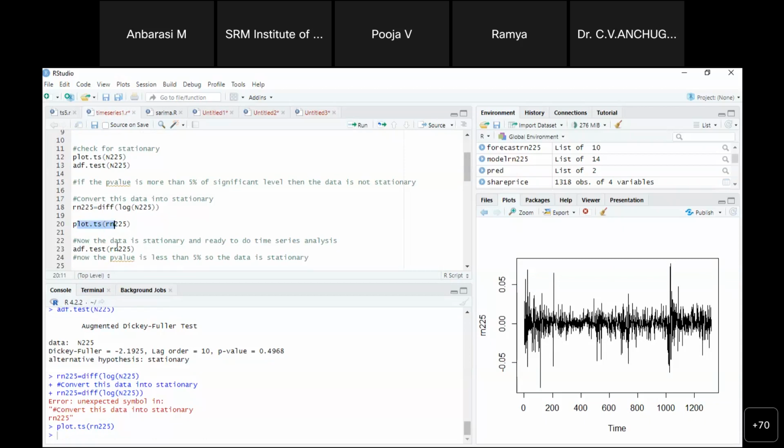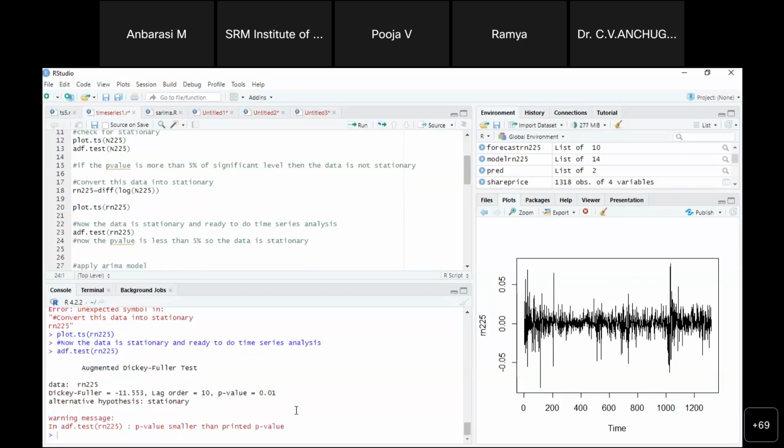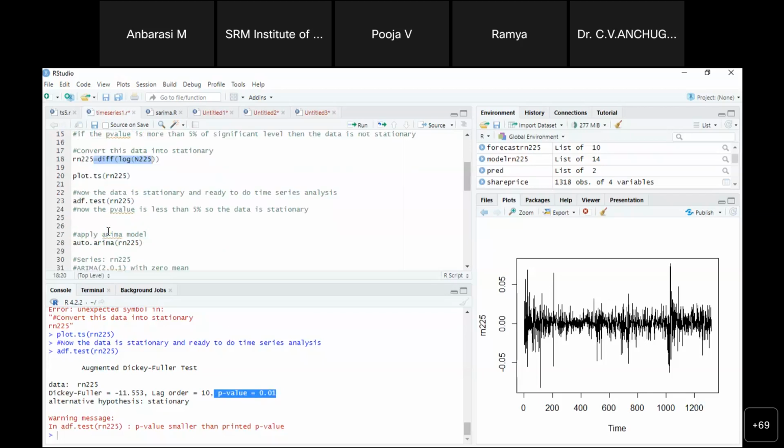Okay, so now if you calculate the ADF function, you see the p-value will be 0.01. After converting it into stationary, you get the p-value as 0.01. So now the given data set is stationary. Once you have converted the given data into stationary, then we have to apply the ARIMA model.